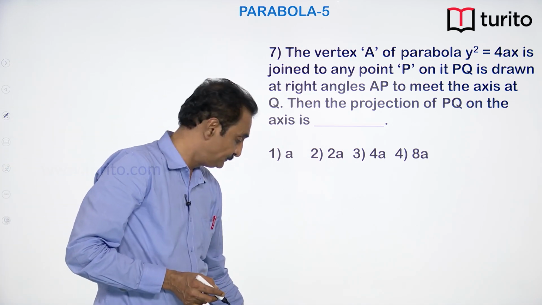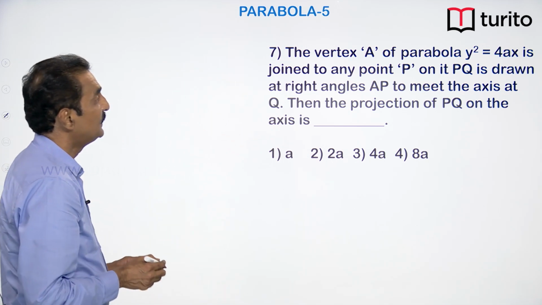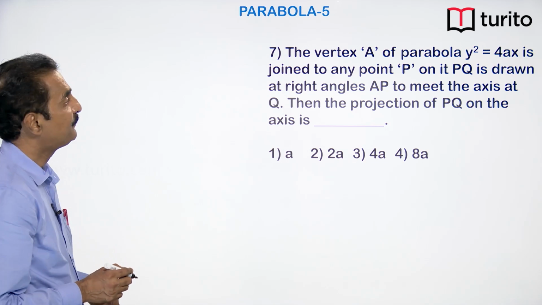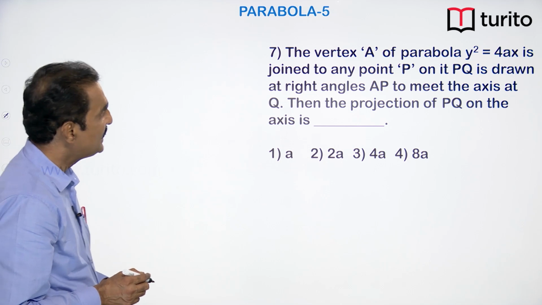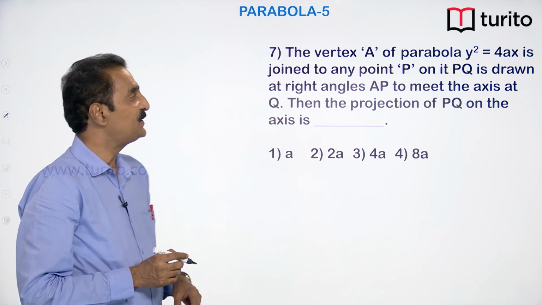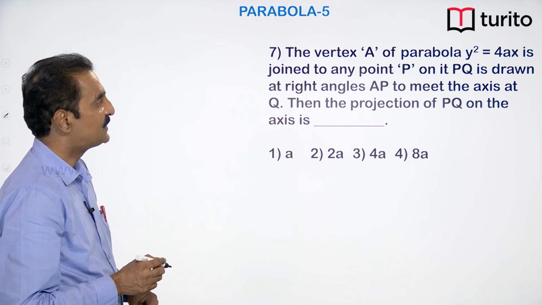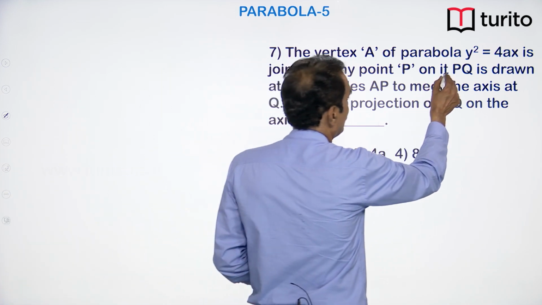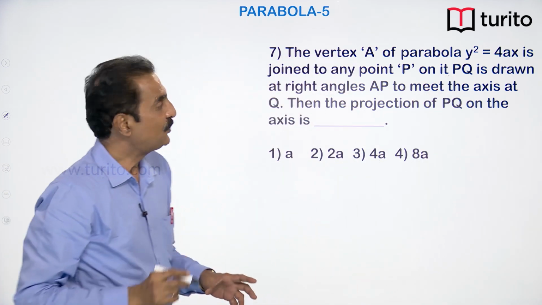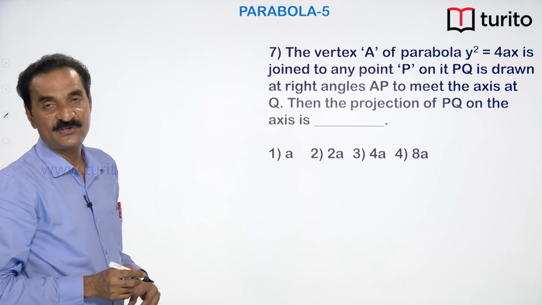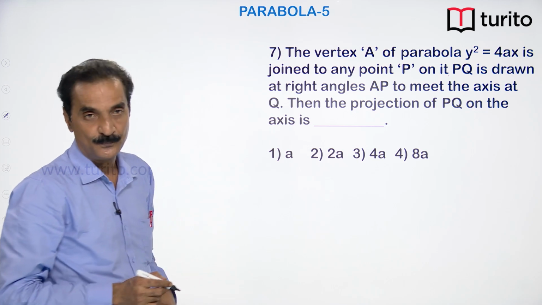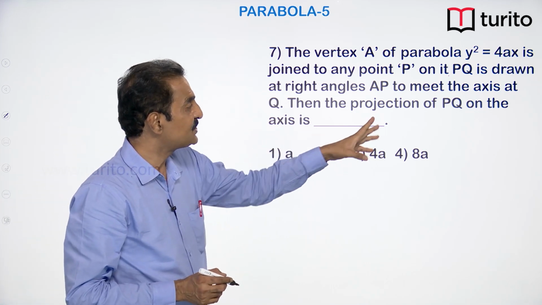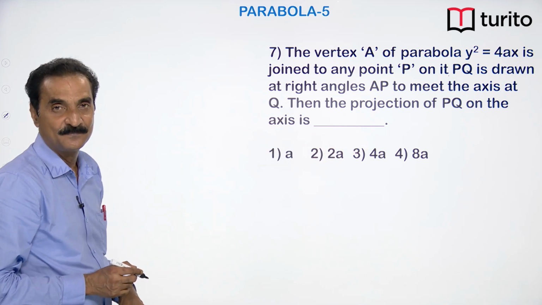Next question. The vertex A of parabola y square is equal to 4ax is joined to any point P on it. PQ is drawn at right angles to AP to meet the axis at Q. Then the projection of PQ on the axis is.